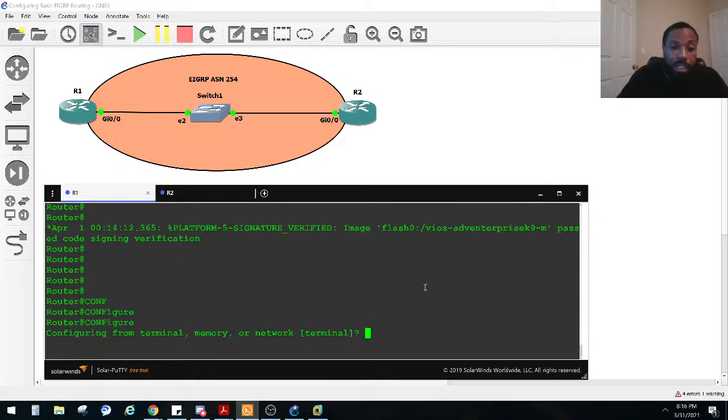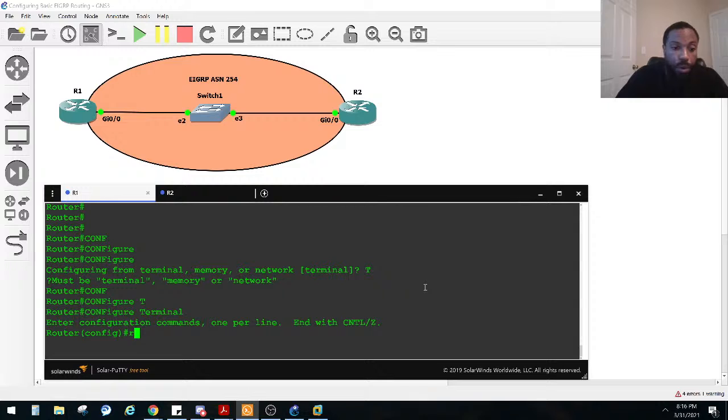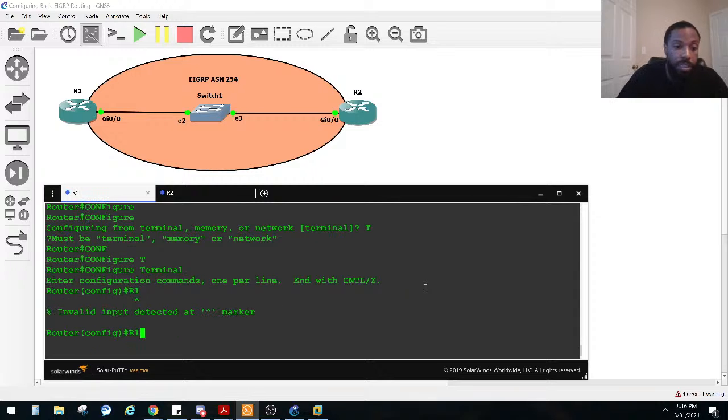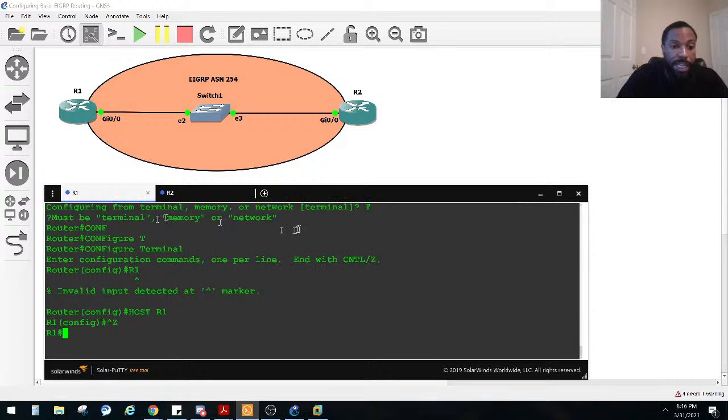So we're going to change him to router R1, right? Hostname R1, if you can remember what those are. And this guy's going to be R2.